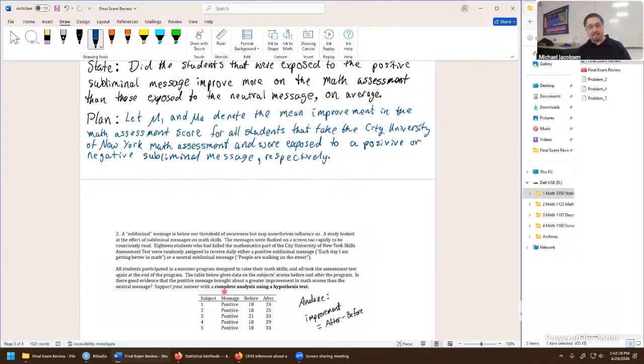The respectively grammatical structure is helpful here because this is a long sentence already. We don't necessarily want to say it twice for each of the parameters. With our correspondence saying respectively as a grammatical structure, mu1 is now the average improvement in scores for the positive subliminal message, and mu2 is the same for the neutral message. I think this is a tough set of parameters to put down on paper. Any questions at all, folks, getting them both on?